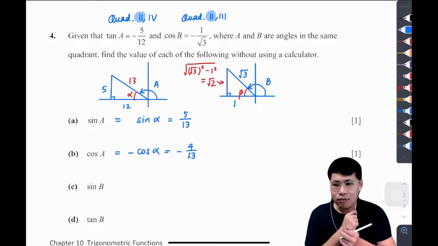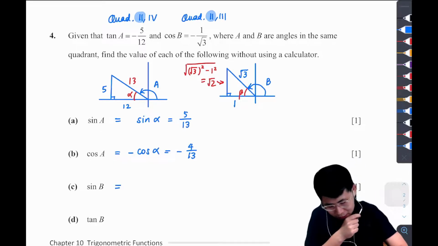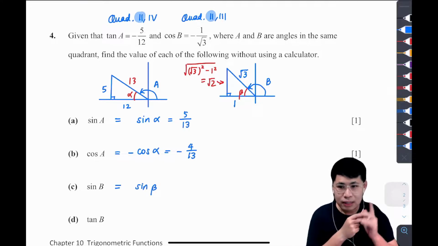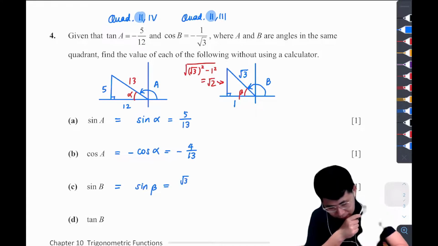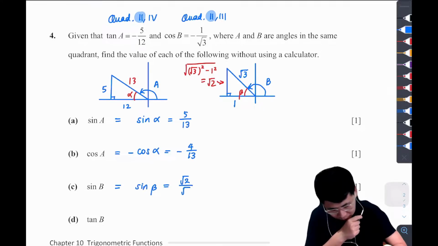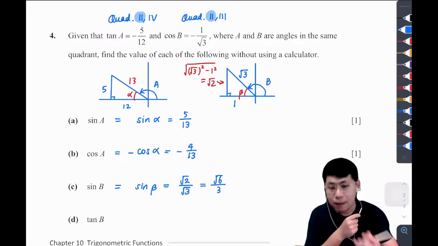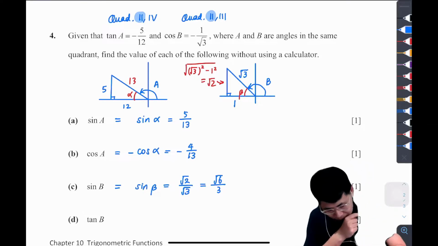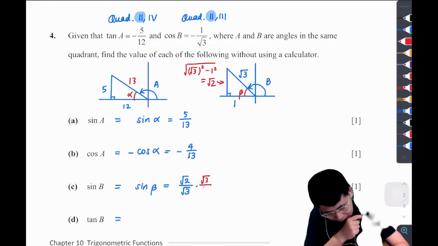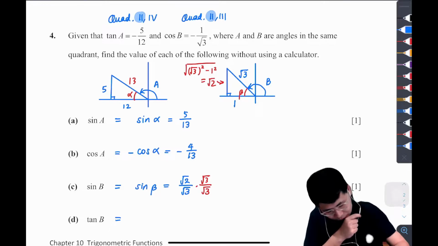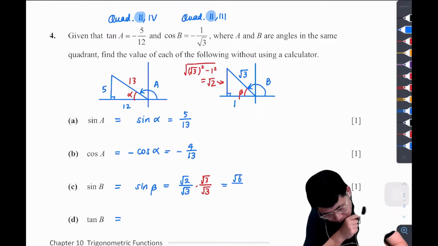Okay, for sine B, let's look at sine B. Sine B is equal to sine of the basic angle beta. In quadrant 2, sine is going to be positive, so I will just leave it like that. So the answer is opposite, which is root 2, over hypo, which is root 3. So rationalize, I will get root 6 over 3. Okay, in case it's too fast, rationalize like this. Right, rationalize, so this would be root 6 over 3.